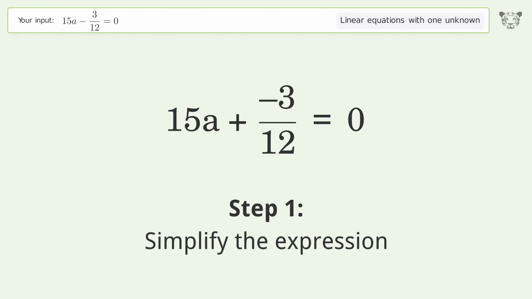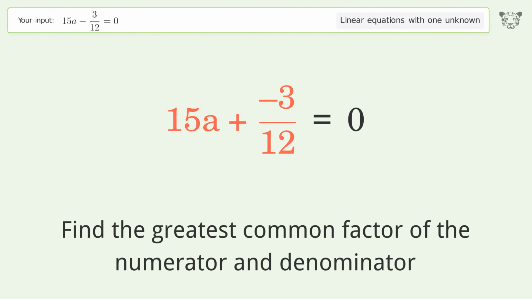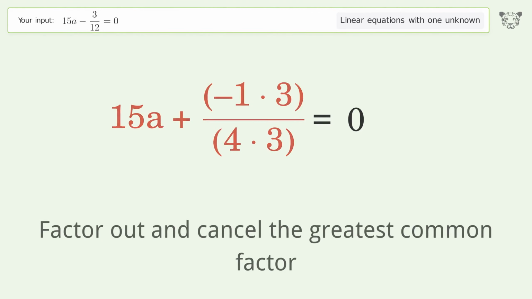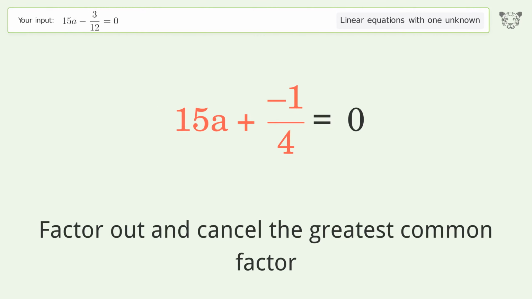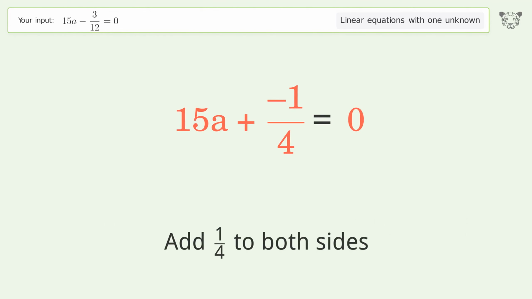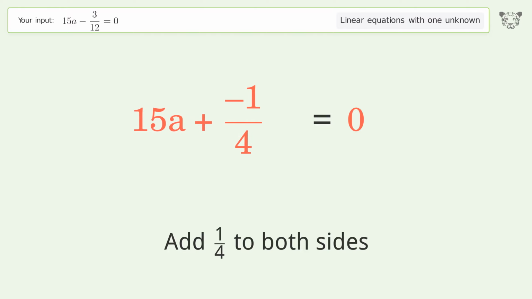Simplify the expression. Find the greatest common factor of the numerator and denominator. Factor out and cancel the greatest common factor. Group all constants on the right side of the equation. Add 1 over 4 to both sides.